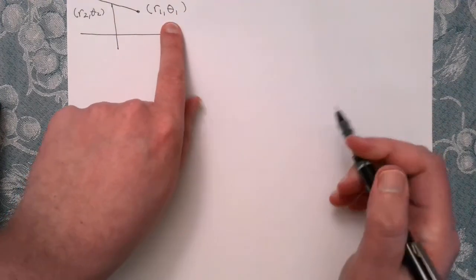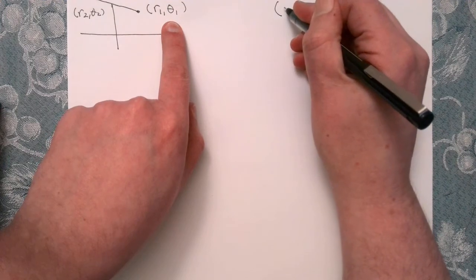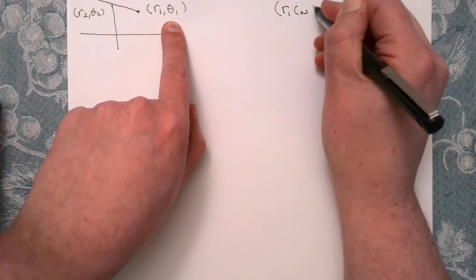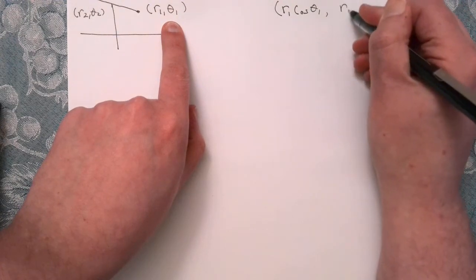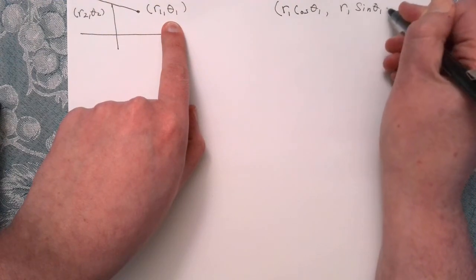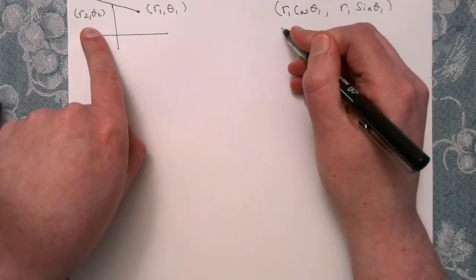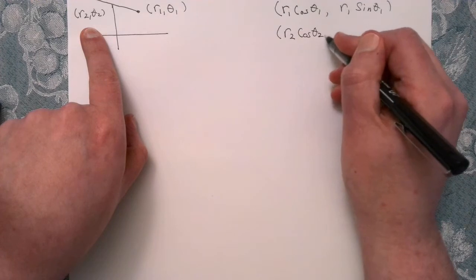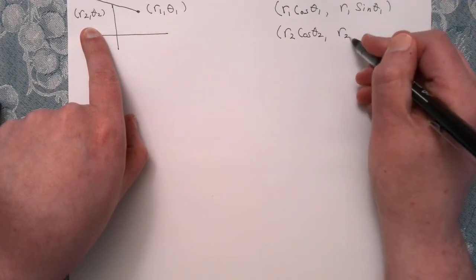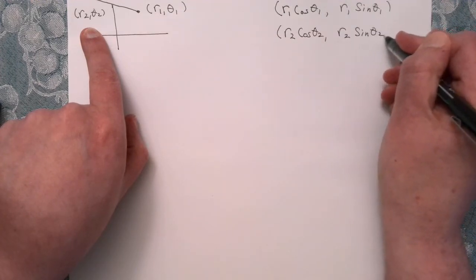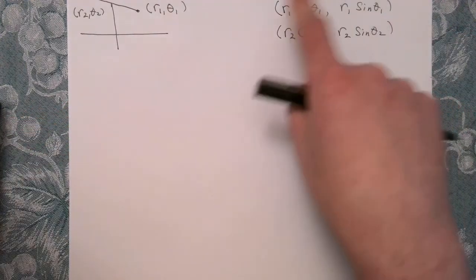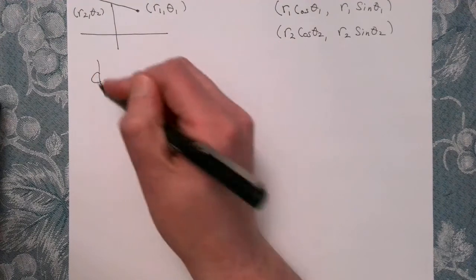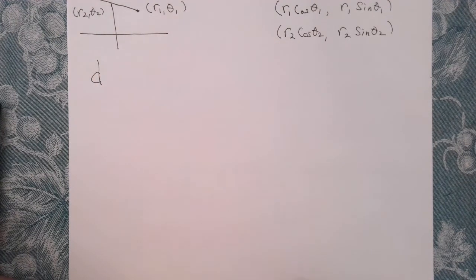So expressing this point in Cartesian, that would be, remember r cosine, but we want to say r1 cosine theta 1, comma r1 sine of theta 1. And expressing this point in Cartesian, this would be r2 cosine theta 2, and then r2 sine theta 2. So once this is in Cartesian, we can use the Cartesian distance formula, and our goal is to land at the polar distance formula.